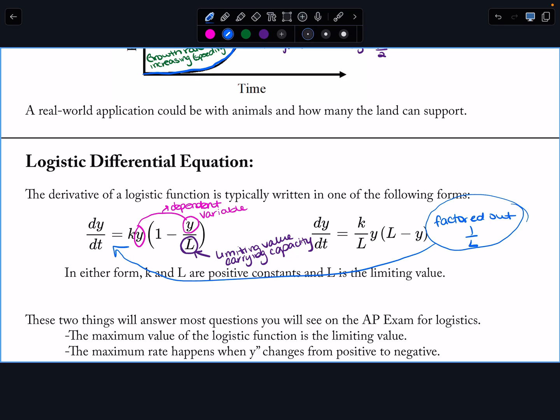Now, you have to be able to figure out, when I give you a differential equation or a real life situation, what the carrying capacity is and what the max growth rate is. That's all you need to be able to figure out. And that's what your problem set looks like.